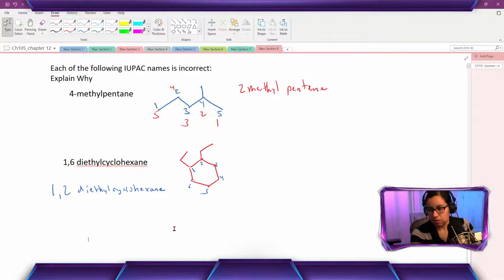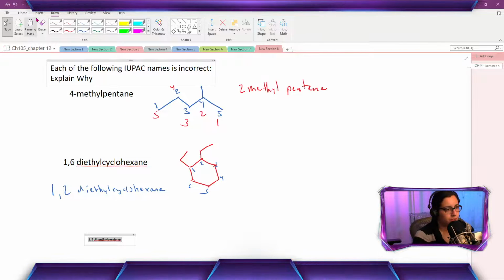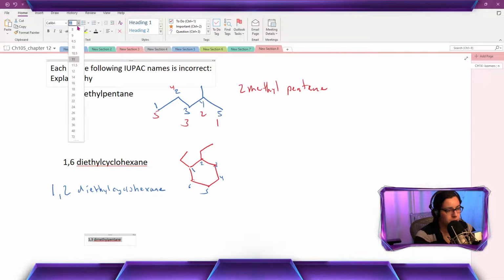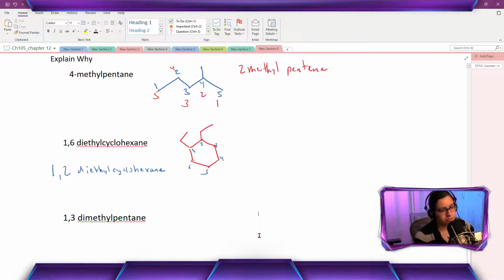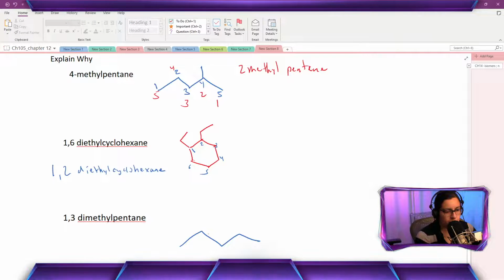Let's look at this last one. So 1,3-dimethylpentane. So let's see what's wrong with this one. So drop my pentane. So 1.